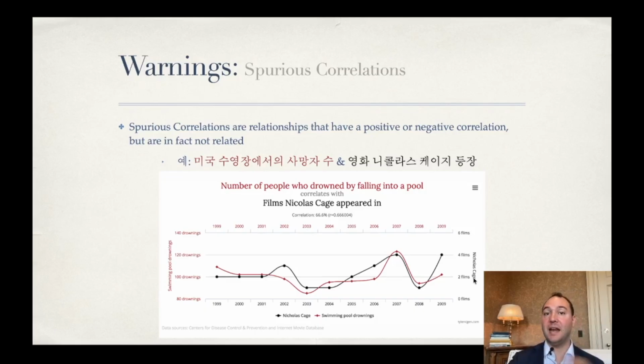If we look at many variables, of course, we're going to find some that happen to move together just by chance. That is the example here. We call that a spurious correlation. They have a high correlation, but they're not actually related.